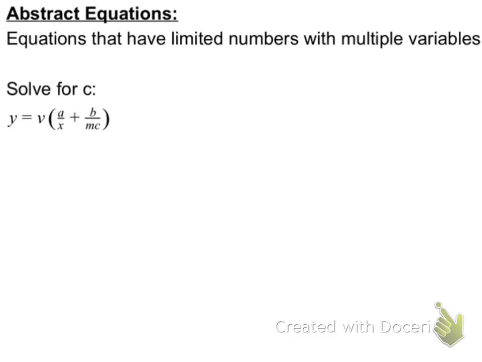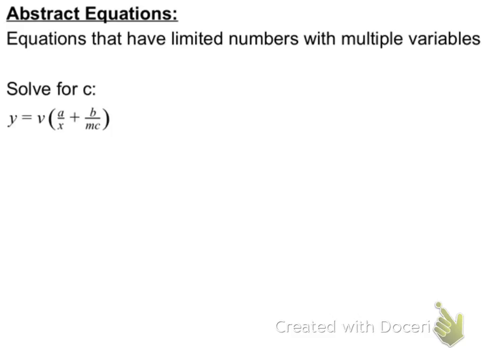Abstract equations, guys, that have limited numbers with multiple variables. So everything that's still applied to solving a normal equation still applies here. We have an equal sign. So the biggest rule is what you do to one side, you do to the other. And that's the important rule. It's like the golden rule of math, right? When we're solving equations. This particular problem wants you to solve for c. But where is c? On the bottom of the farthest fraction.